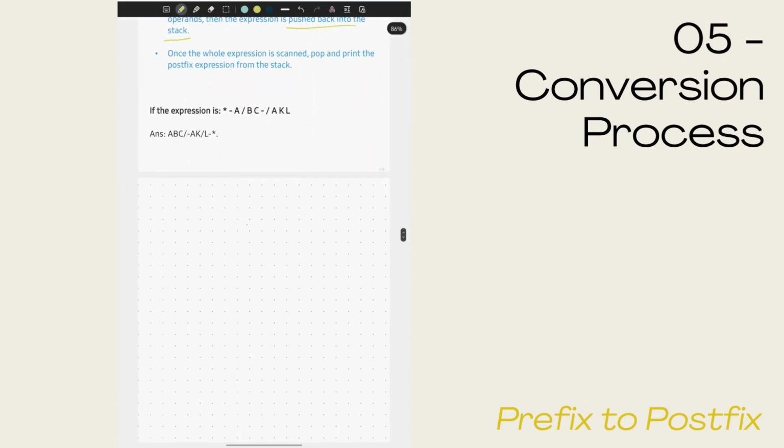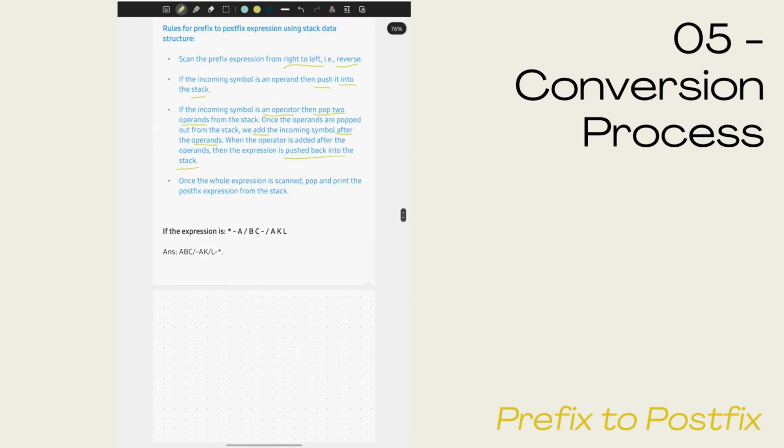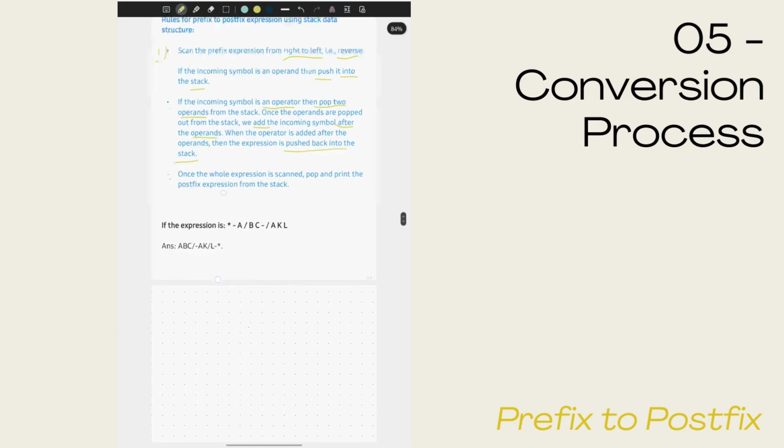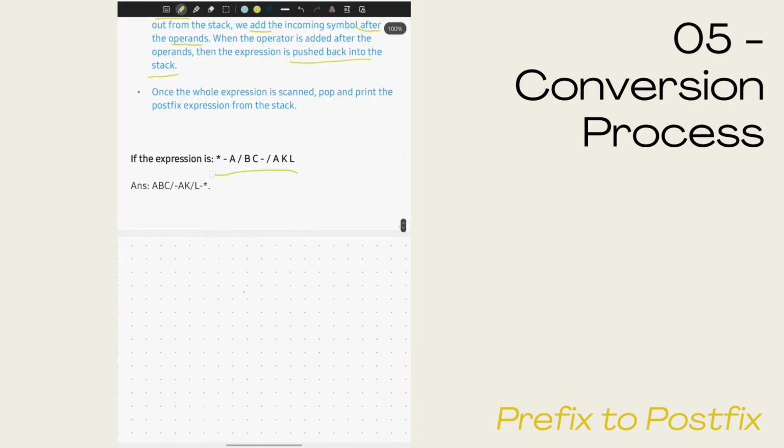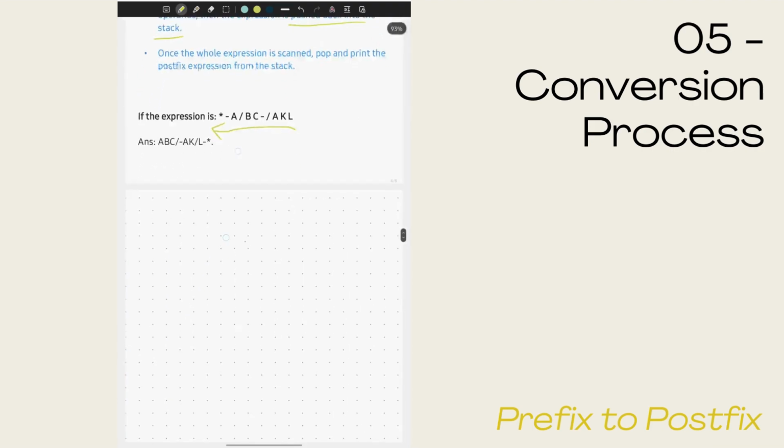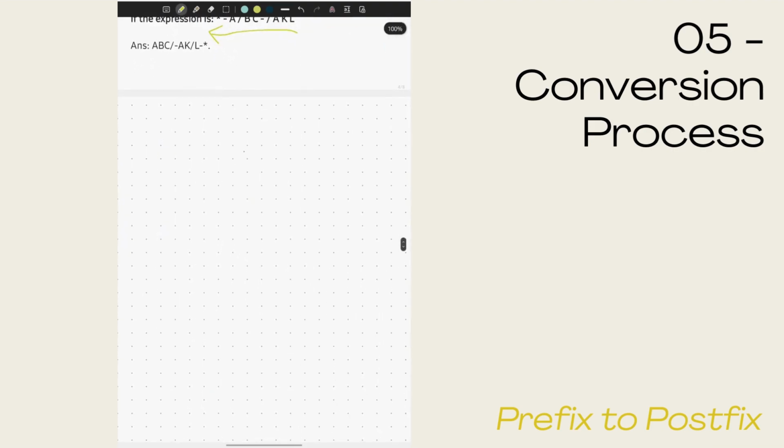Now we have an example here. The expression is multiply minus a divided by bc minus divided by akl. Now we need to remember the first rule is to scan the prefix expression from right to left. So this is our stack.